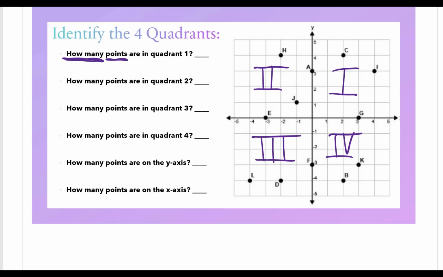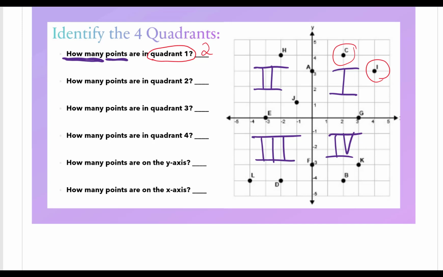Okay? So, how many points are in quadrant 1? This is quadrant 1 right here. So, how many points do we have? 1, 2. We have 2 points in quadrant 1. So la pregunta dice cuántos puntos tenemos en cuadrante 1. Y aquí tenemos punto C y punto I. Entonces tenemos 2 puntos en este cuadrante.